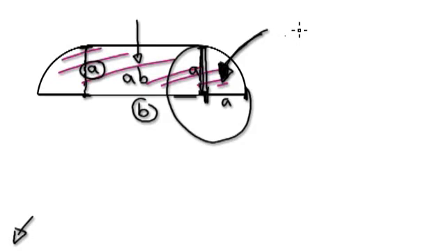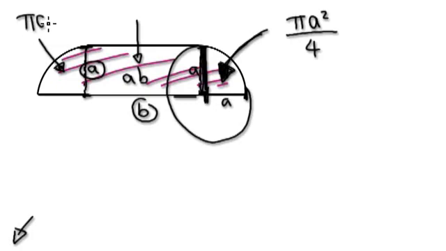So the formula for the area of a circle: work out the whole circle first and then divide it by 4. The whole circle is pi A squared, because A is the radius in this case. Then you divide it by 4. So the area for this part would be pi A squared over 4. The area for this part is also pi A squared over 4.